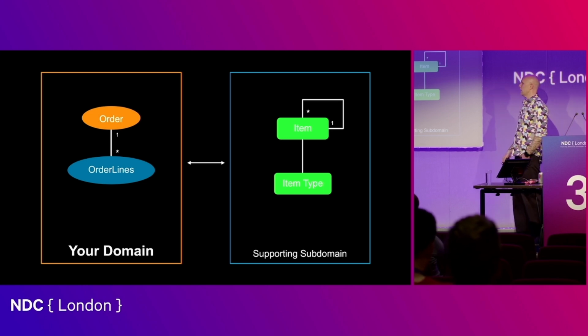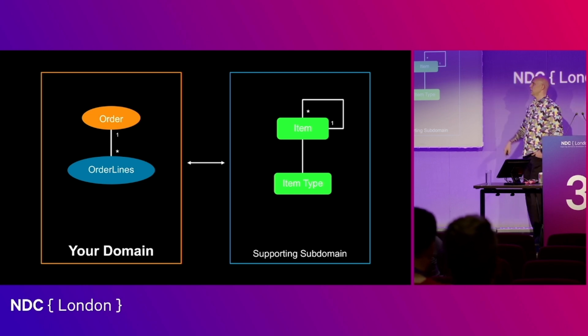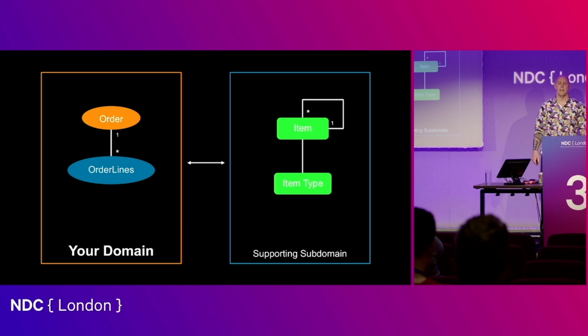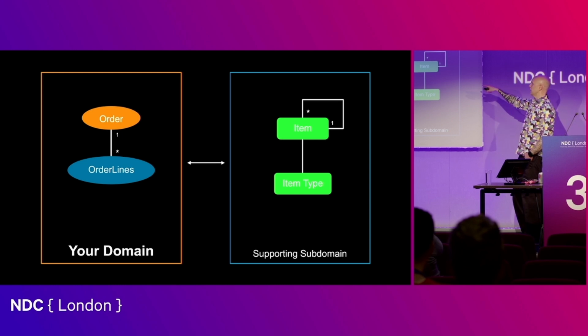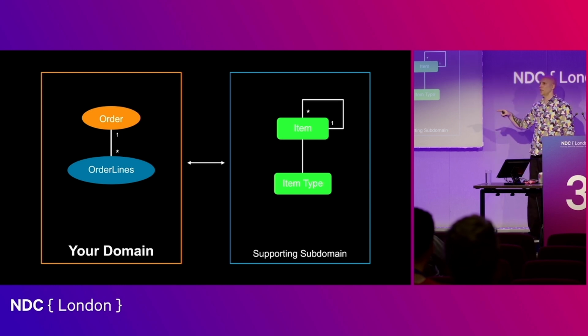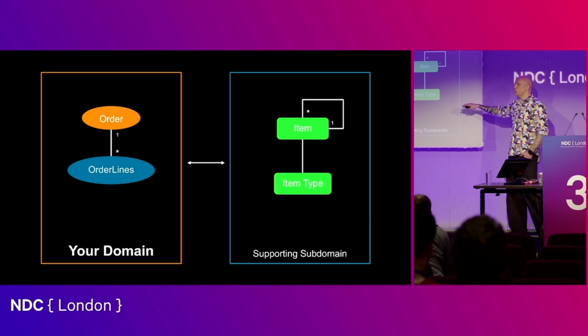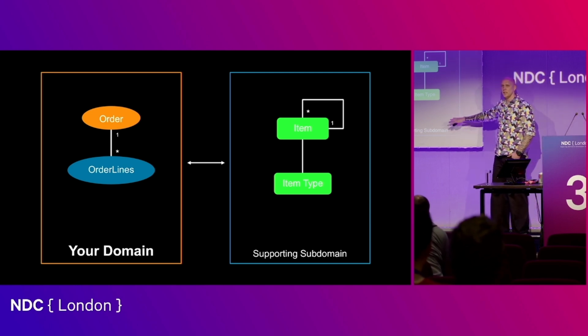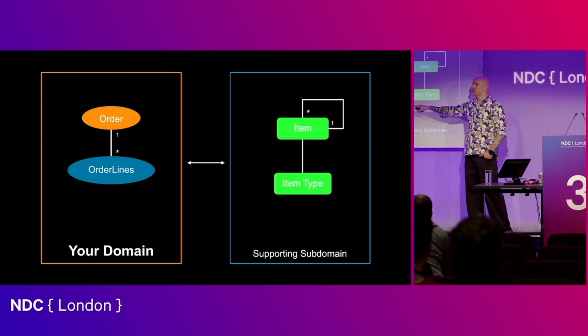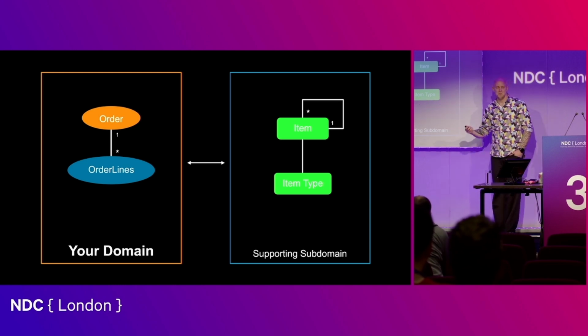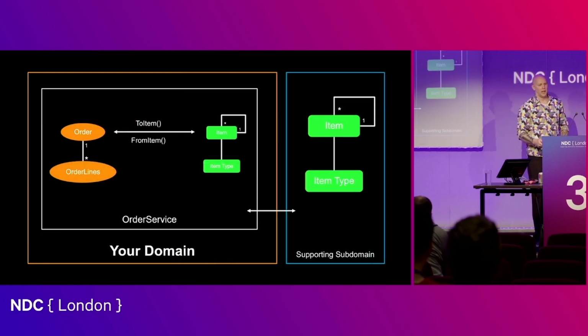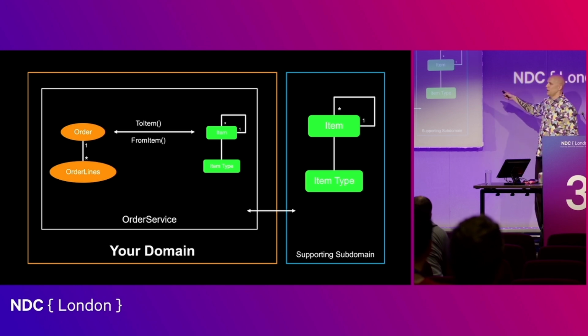And here's an example. In my domain, I defined order and order lines. But then in my supporting subdomain, they decided to build a generic model where you only have item types, and then items can reference other items of another item type. And then there can be an item type order and an item type order line. That makes it very generic, and that was really useful in this part of the domain, but it really sucks in my part of the domain.